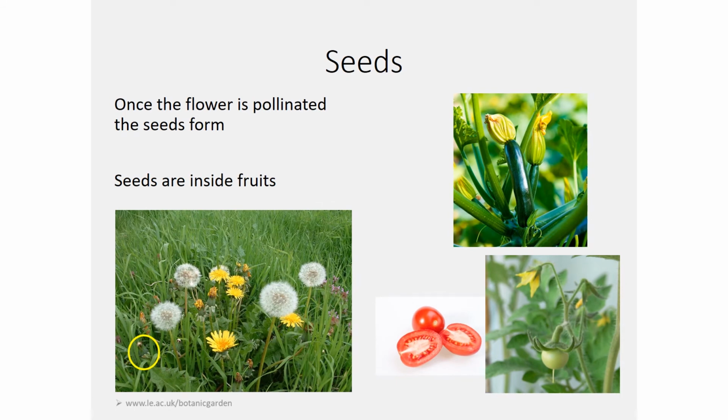Once the flower has been pollinated, the petals die and inside the seeds grow. In the field of dandelions, you can see the yellow flowers, then the dead yellow flowers. Then where I've put a yellow circle, you can see the white of the seeds forming. There are also white heads of dandelion seeds. On the picture of the courgette, you can see the dead flower. The seeds are inside the courgette. The other picture of a plant shows a tomato flower and a small tomato. This will in time ripen to a red tomato.